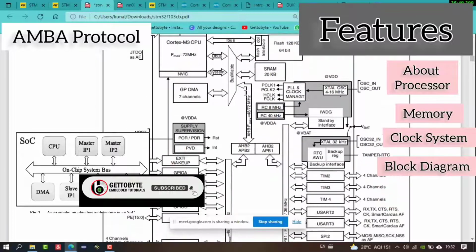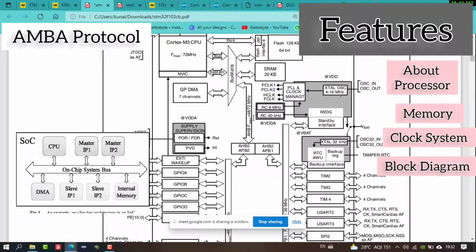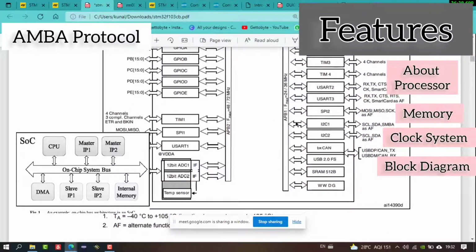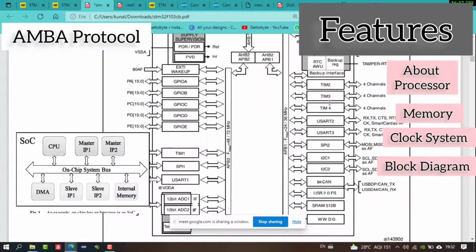Whereas AHB, in this STM32 F103, is designed just for 48 to 72 megahertz, but in other microcontrollers it can even go up to 108 megahertz or 216 megahertz. So now this is the thing. In our STM32 F103, these are all the peripherals. On the timer peripherals: Timer 1, 2, 3, 4. And the other communication protocols which are very important: USART2, USART3, SPI and I2C.